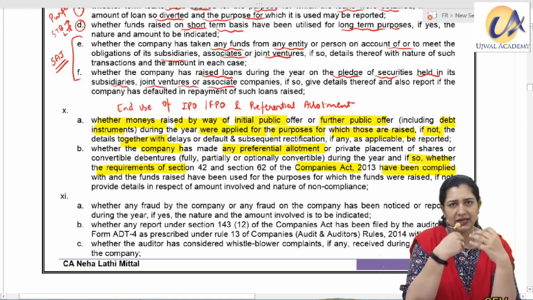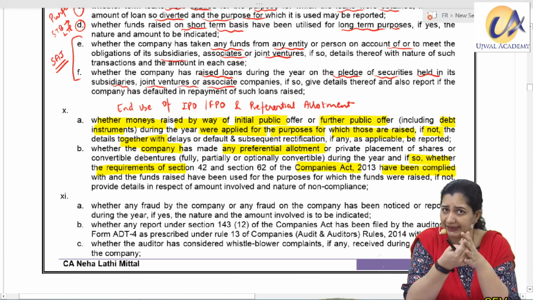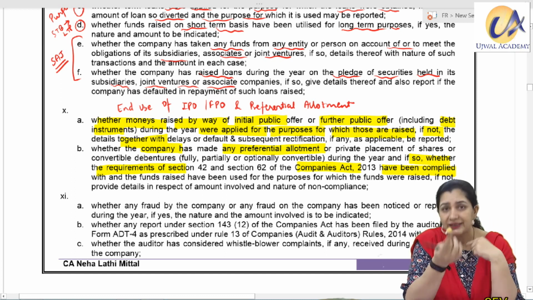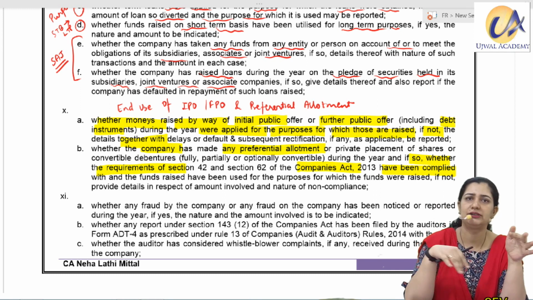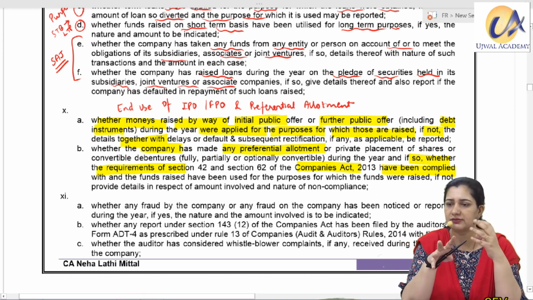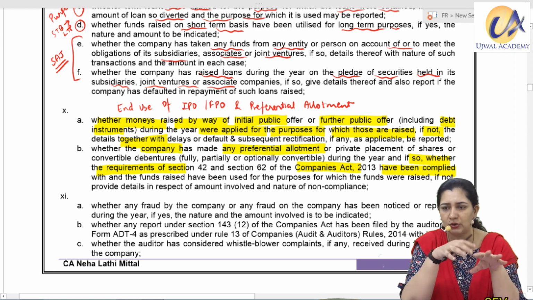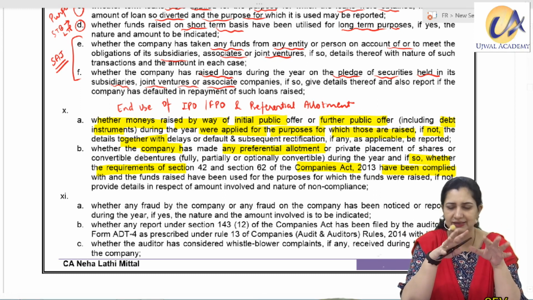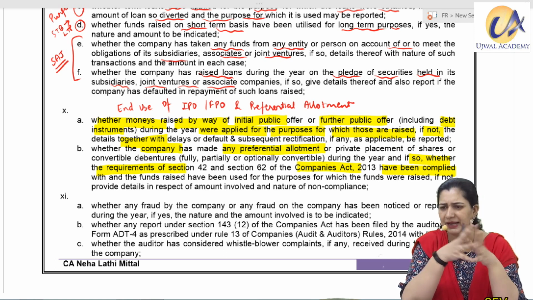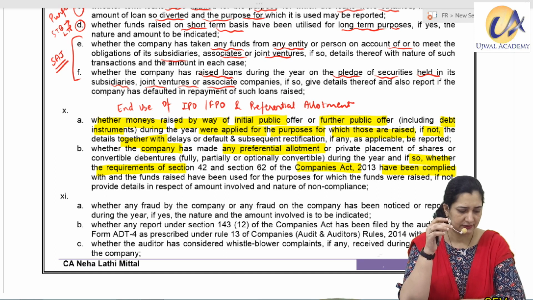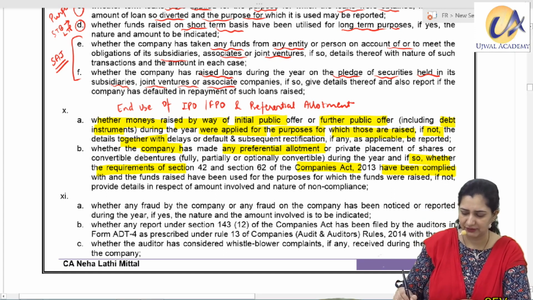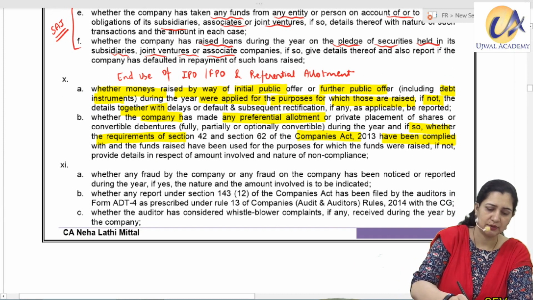See, I already mentioned and I'm repeating this. In the entire CARO, it's all about whether they have done this, whether they have done that, and if not, give the details. So here also, if they have not applied it for the purpose for which it was raised, give the amount involved, what the non-compliance is, etc. Give all that. Again, a little bit of a compliance section. And the 11th point. Almost half of CARO is over now with the 11th point. The 11th point is about fraud.